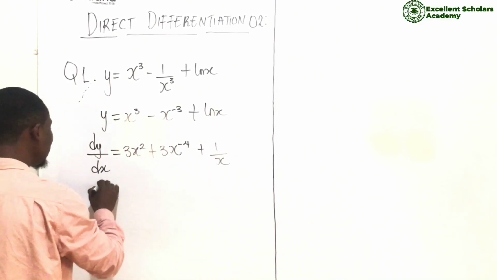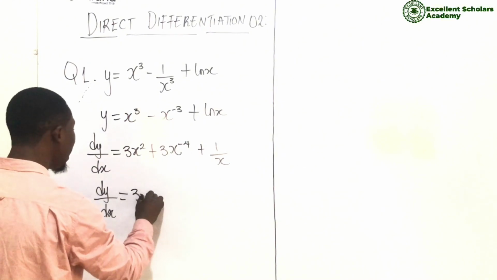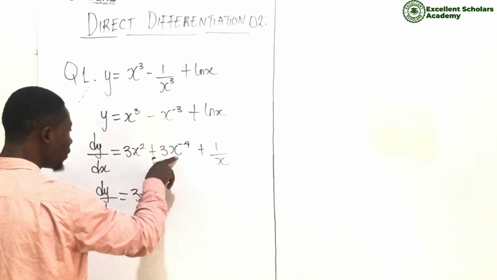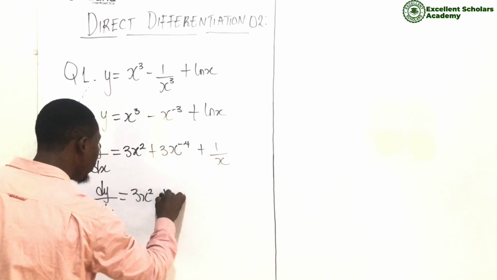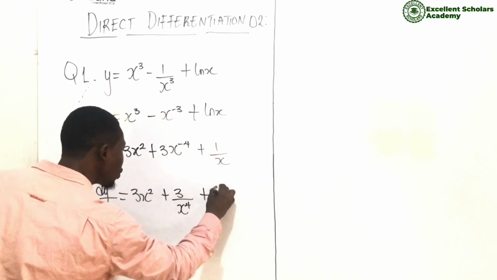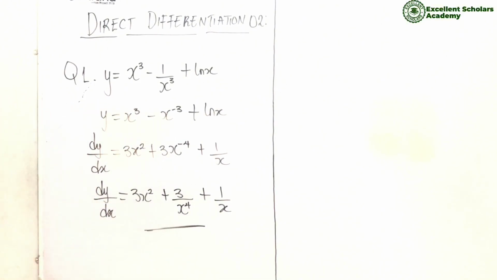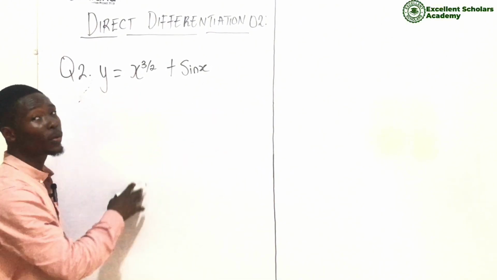Now we can finally interpret this as dy dx to be equal to 3x squared, law of indices. This can now be written as plus 3 over x to the power of 4 plus 1 over x. And this is going to be our final answer. Okay, so this is the next question we're going to solve.